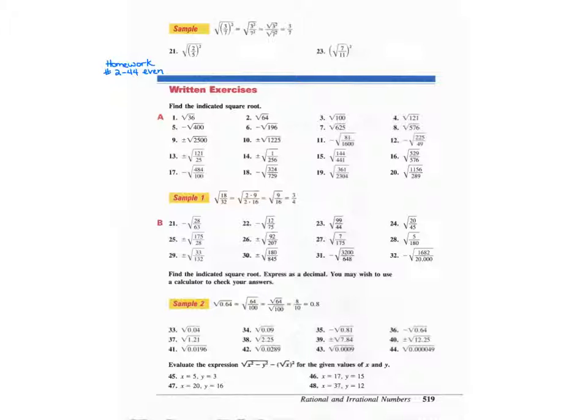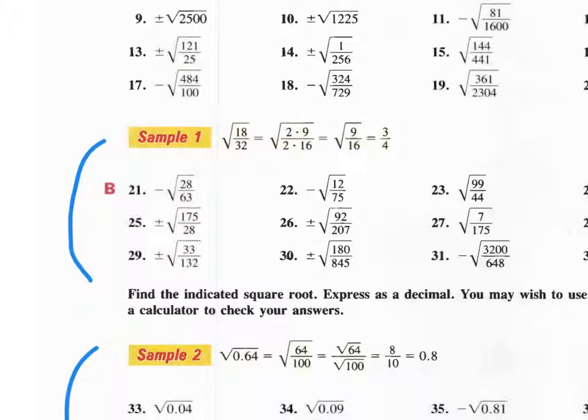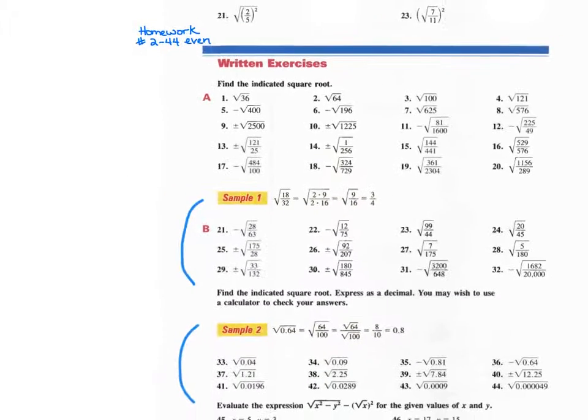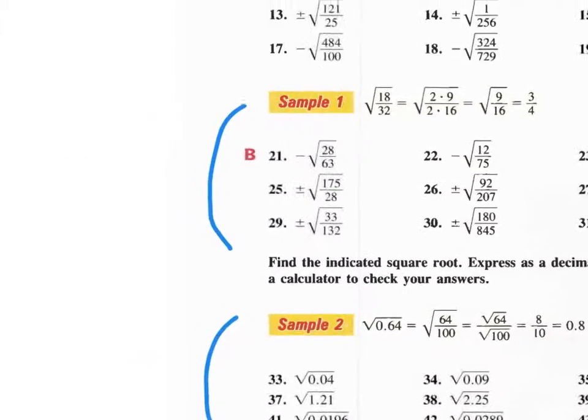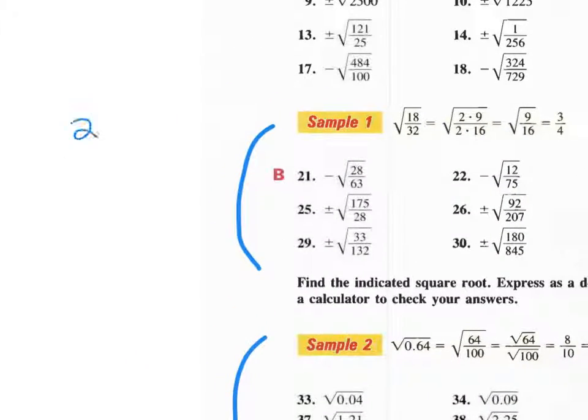Let me come down here and let's look at some of these in the section B here and even in the decimal section. Now, notice on this one, they're simplifying the fraction before they try to find the square root. Now you're doing even, so let me do some of the odds here. So for example, number 21. The answer is 28 over 63.